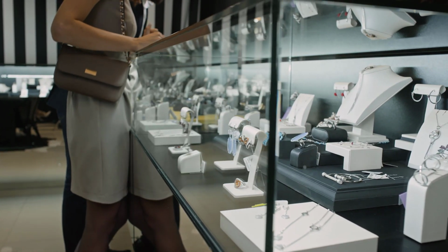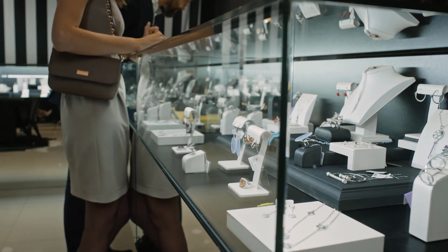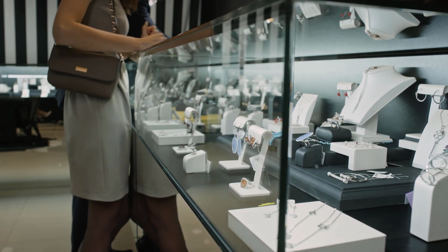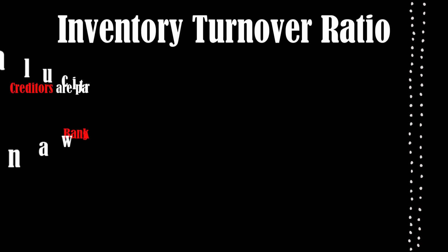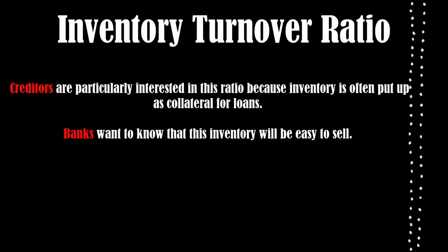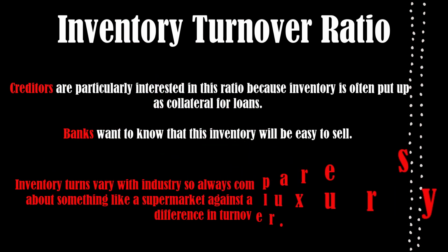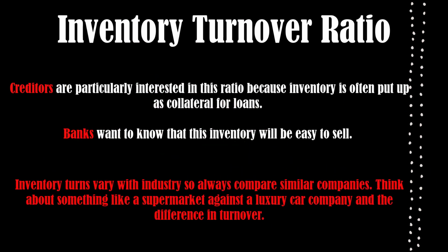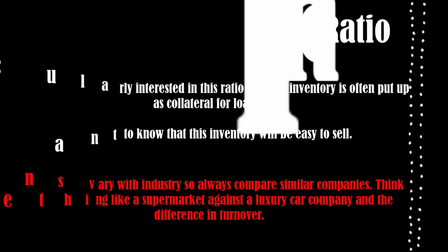Low turnover could imply that a company's sales are poor, it's carrying too much inventory, or experiencing poor inventory management. Unsold inventory can face significant risks from fluctuating market prices and becoming obsolete. Creditors are particularly interested in this ratio because inventory is often put up as collateral for loans. Banks want to know that this inventory will be easy to sell. The way inventory turns vary with industry, so always compare similar companies. Think about something like a supermarket against a luxury car company and the differences in turnover.